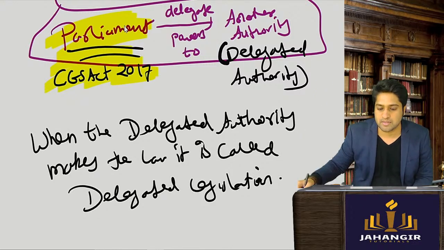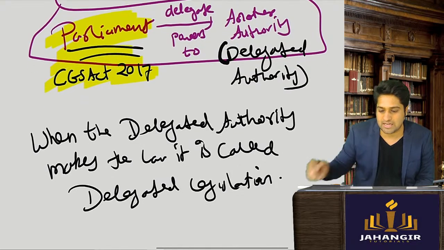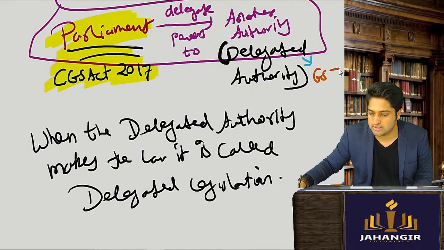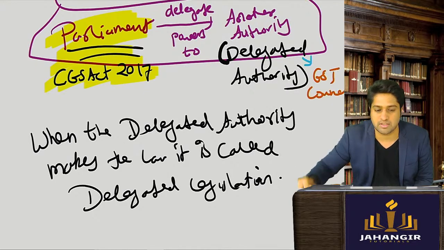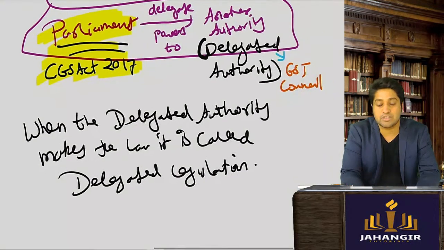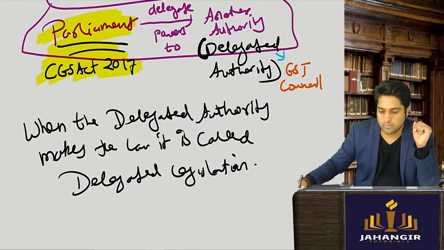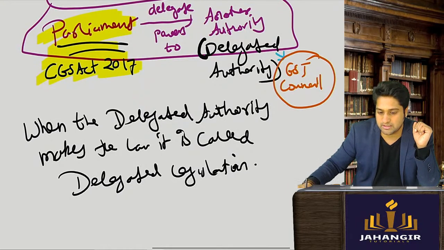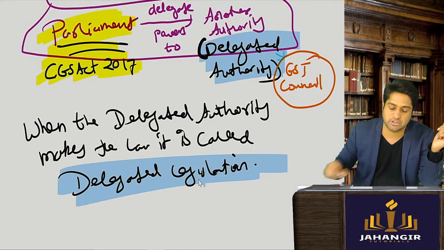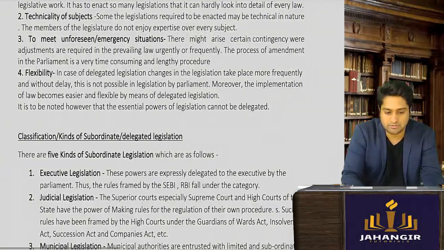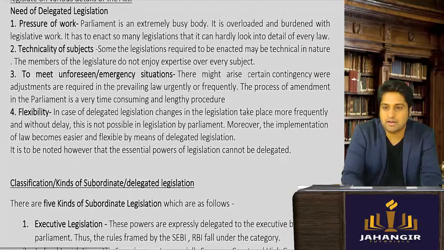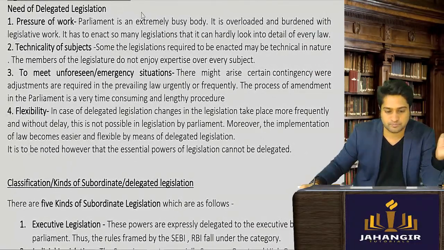Who passes it? The power to make the laws has been delegated to the GST Council. And if you notice, the GST Council nowadays makes the laws. So when the GST Council is the delegated authority, when they make a law, it is called delegated legislation. So let's take examples of that, why it is needed. Why the government and the parliament need to delegate the powers.